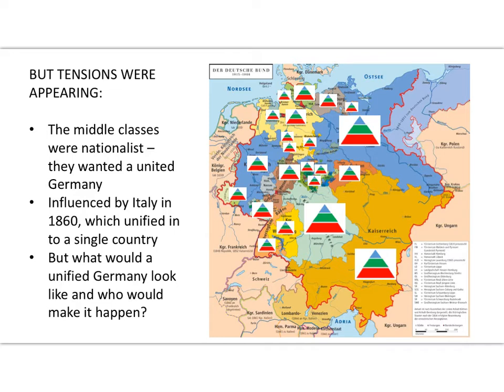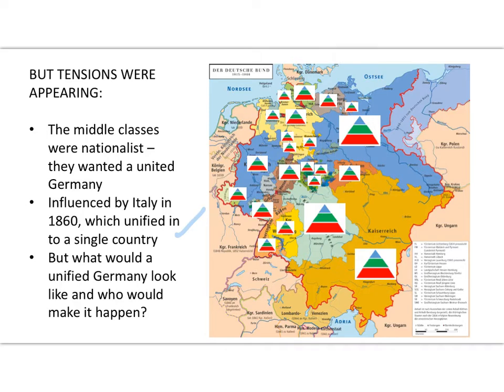form a united Germany. And as you can see on the notes on the left there, they were very much influenced in particular by the year 1860, because before 1860, to the south there had never been a united Italy. There were lots of small separate Italian states, and in 1860 Italy unified to become a single united country. And the middle classes of Germany could see the benefits of that.